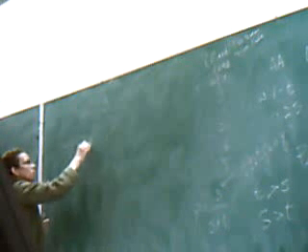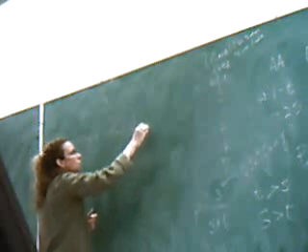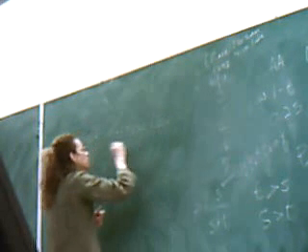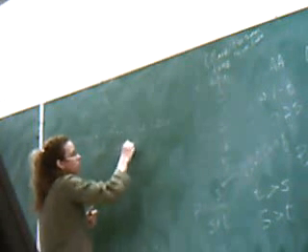So polygeny just refers to the fact that there are multiple loci that contribute to a particular phenotype.